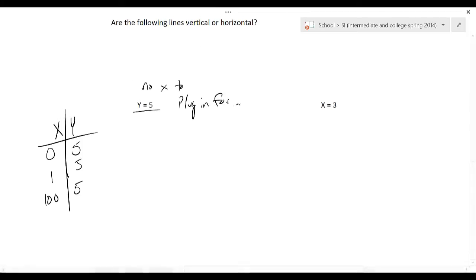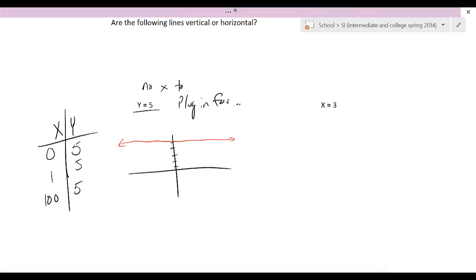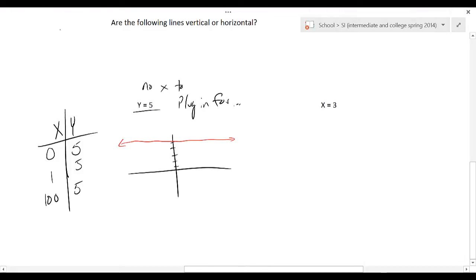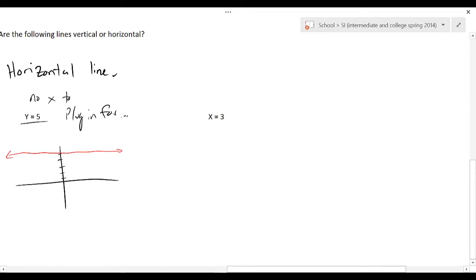So if y is 5 everywhere, let's draw a coordinate system. No matter what the x value is, 0, negative 100, 1, the y value is 5. So let's draw that line. The y value is 5 everywhere, and it looks to me like this is a horizontal line. What we can deduce is that whenever you've got y equals some number, that's going to be a horizontal line. So our answer is horizontal line.